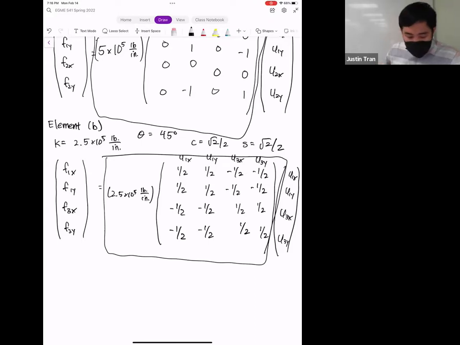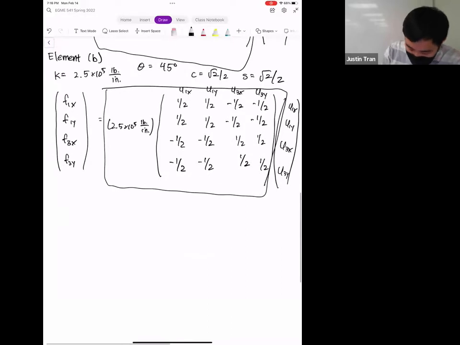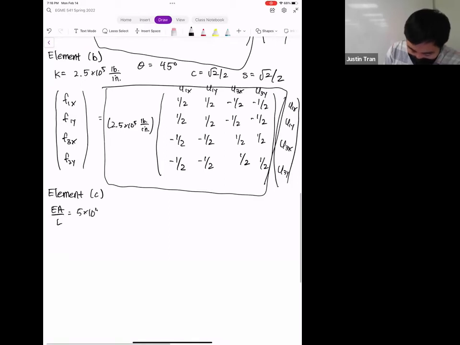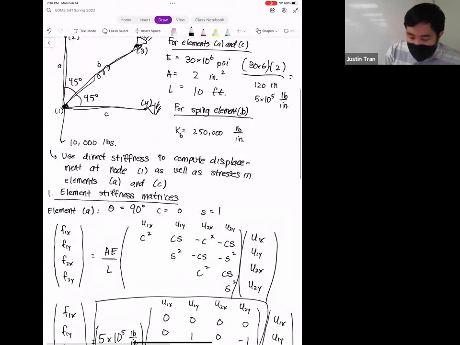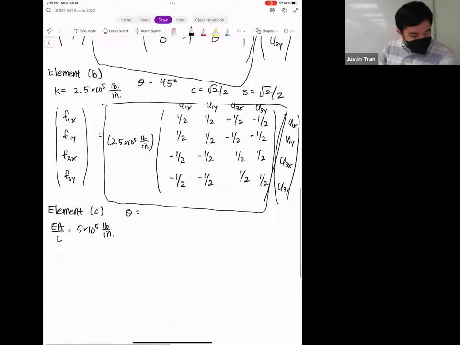Okay. So now let's look at element C. And so element C here, we have the same EA over L as element A, and so this is going to be 5 times 10 to the 5th pound per inch. But for element C right here, our theta is 0, right? Because we have just a horizontal element. And so if we draw an arrow like that, you can see that element C here aligns with the x-axis. And so the theta for this is going to be 0 degrees.